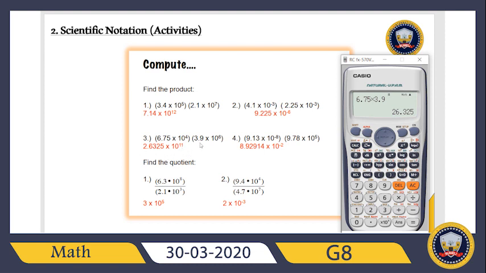So be careful. If you do your multiplication directly, it will give you 26.325 times 10 to the power of 10, which is an answer, but it is not a scientific notation.